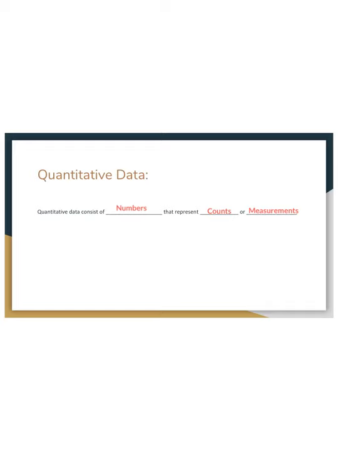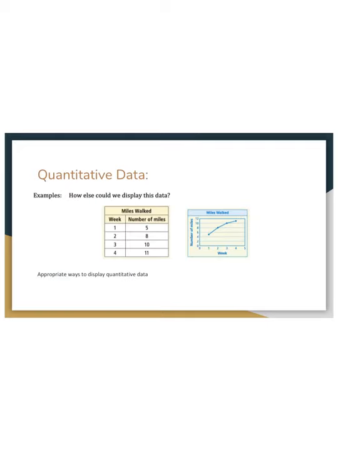For our second type of data, we have quantitative data. Quantitative data consists of numbers that represent counts or measurements. For this type of data, you would definitely be able to find the median or the mean for your data. Here we can see that we have a different question. We have the number of miles walked, and we have them broken into different types of measurements. So we have week 1, how many miles you walked, week 2, how many miles you walked, and so on. We have our frequency table, which is converted into a line graph. And something else that we could do with our quantitative data would be a box whisker plot. So that would be a third way that we could, again, visually represent our data.